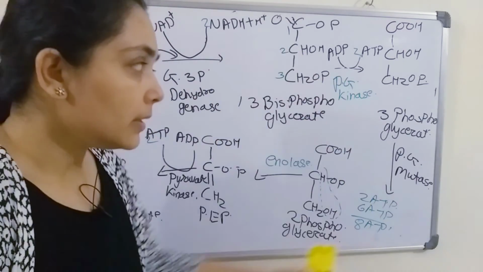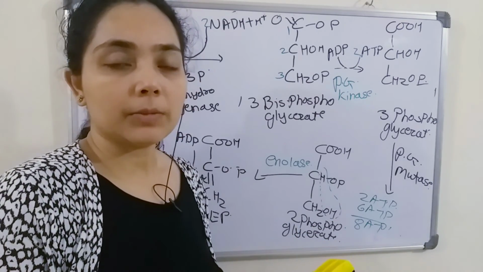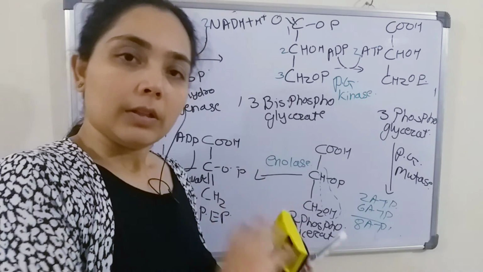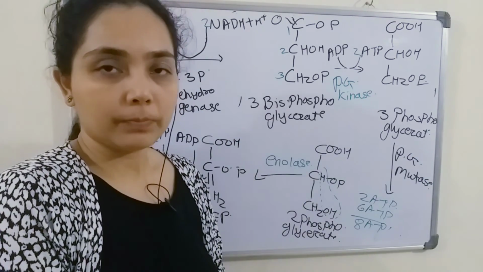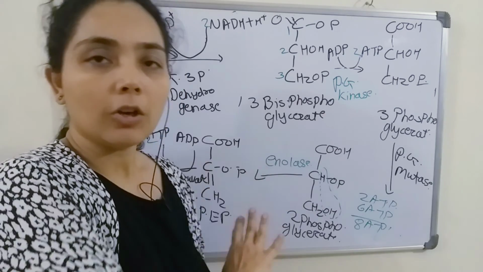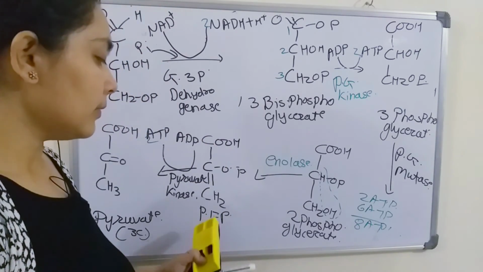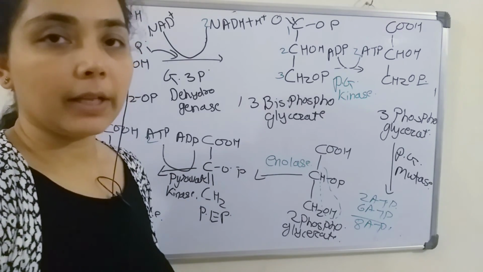So that means glycolysis is common for both aerobic as well as anaerobic respiration, and depending upon the need of the body, either it will convert into pyruvate and then enter into the Krebs cycle and electron transfer chain, or it will convert to lactate. Okay, so next class we will see the pyruvate dehydrogenase complex and pyruvate decarboxylation.